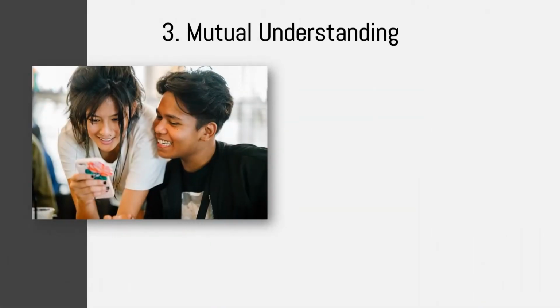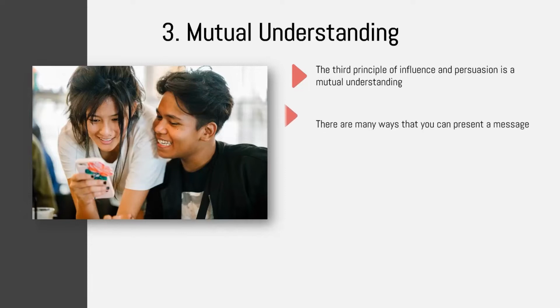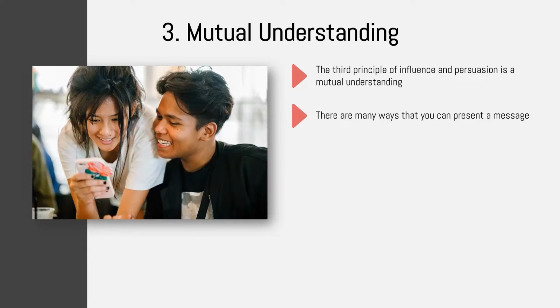3. Mutual understanding. The third principle of influence and persuasion is mutual understanding. Both parties need to understand each other. You need to understand what your audience wants, and they need to understand your message. There are many ways that you can present a message. Even if you knew how people could go out and find $1 million today, if you present this wrong, then nobody will believe you, and the impact of your message will be extremely weak.